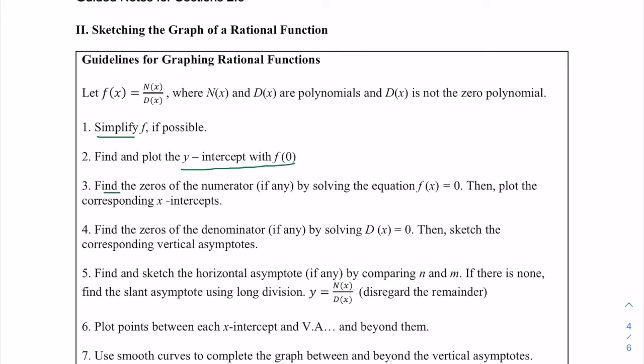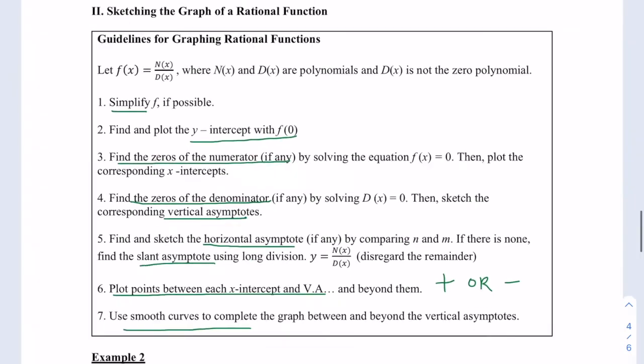And then you want to find the zeros by setting the numerator equal to 0. When we set the denominator equal to 0, we'll be able to find the vertical asymptotes. And then we want to figure out, is there a horizontal asymptote or a slant asymptote? Lastly, plot points between the x-intercepts and the vertical asymptotes. Sometimes you just need to see if they're positive or negative. And then to sketch the graph, just make sure you use smooth curves, not jagged lines, for rational functions.